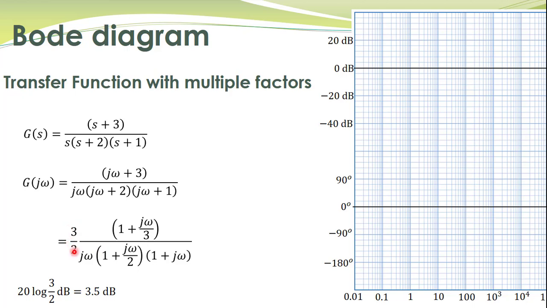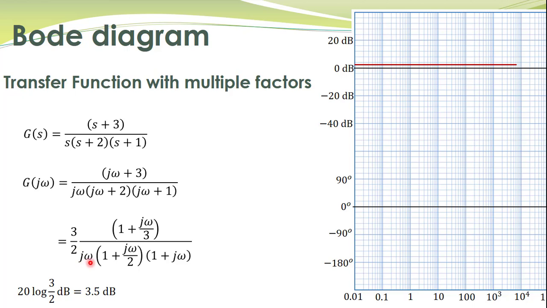We also have some additional term. And what is the Bode diagram of this term? For all frequencies, the magnitude is the same, that is 3 by 2. And 3 by 2 converted in dBs is 3.5. So the Bode diagram of this term, 3 by 2, is simply a straight line at 3.5 dB. Here is the line, which is the Bode magnitude plot for this factor.